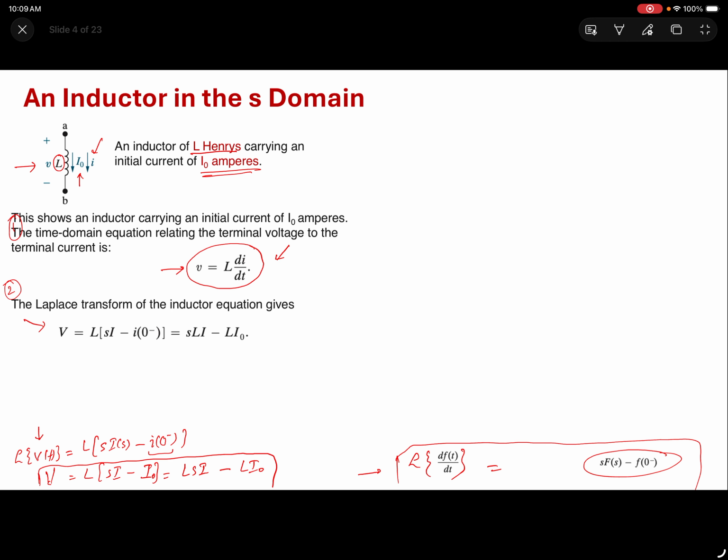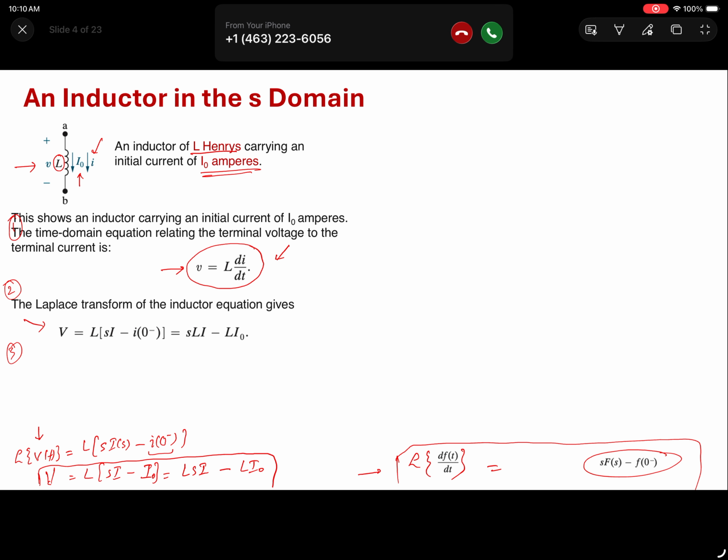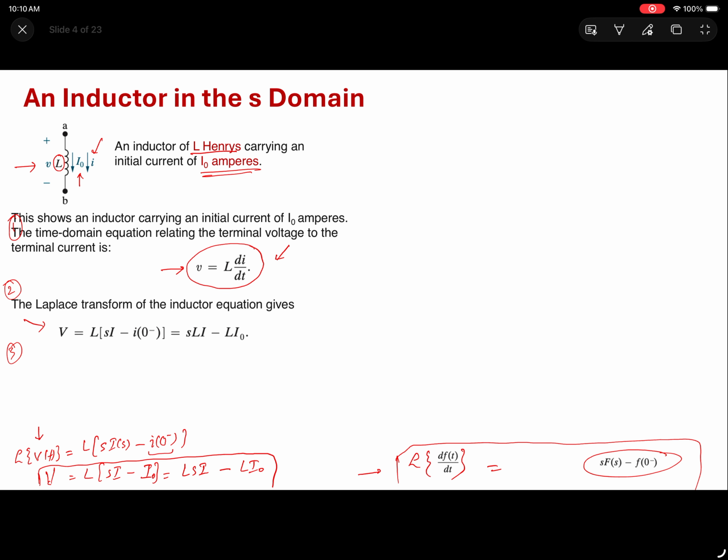Now, if you look closely, I'm going to build two different models of an inductor in the S domain. So let's start with the first model. Again, step number 3 is making a circuit model based on the Laplace transform equations that we got. On the left hand side, I have a voltage.